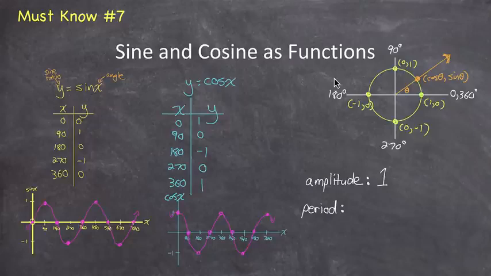The period of a periodic function is the horizontal length of one cycle. If I map off one cycle of sine and one cycle of cosine, notice the horizontal length of both of those cycles is 360 degrees. There you go. Hopefully you now understand how we could think of sine and cosine as functions, and you have a general idea of what the graphs look like.